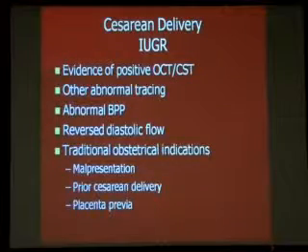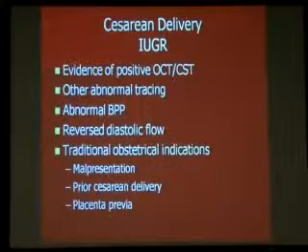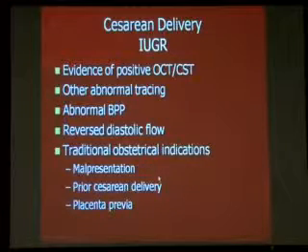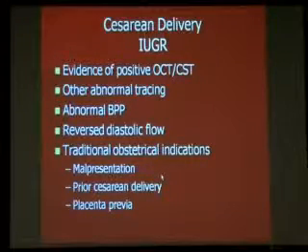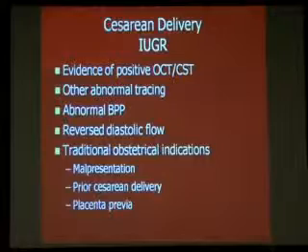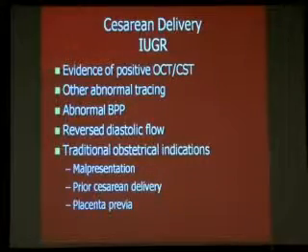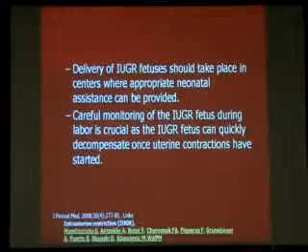Cesarean delivery is preferred when you have evidence of a positive OCT, when there's another abnormal tracing, abnormal biophysical profile, or reverse end-diastolic flow. And most people are going to be very, very liberal. They're going to do C-sections more frequently, depending on what they find.